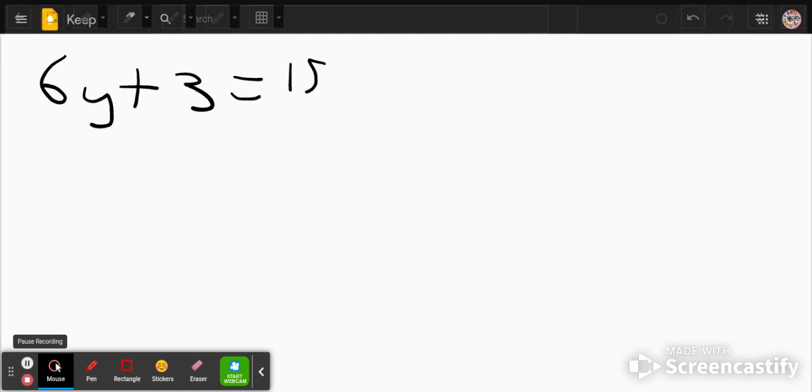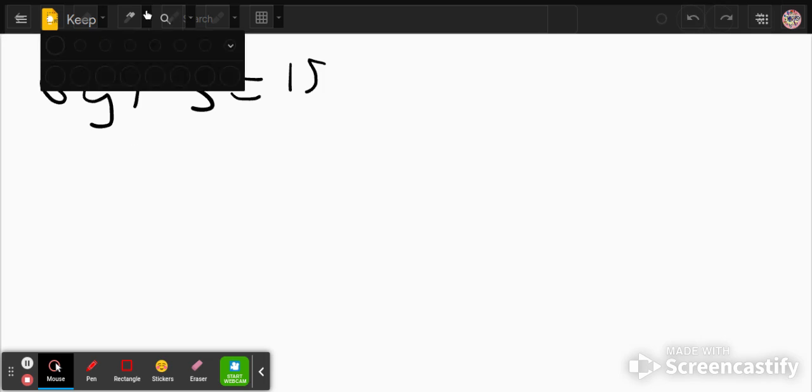So what we need to do is to get rid of this positive 3, to do the opposite of positive 3, which is negative 3. So minus 3 from the left hand side, and it's an equation. What you do to one side, you do it to the other.